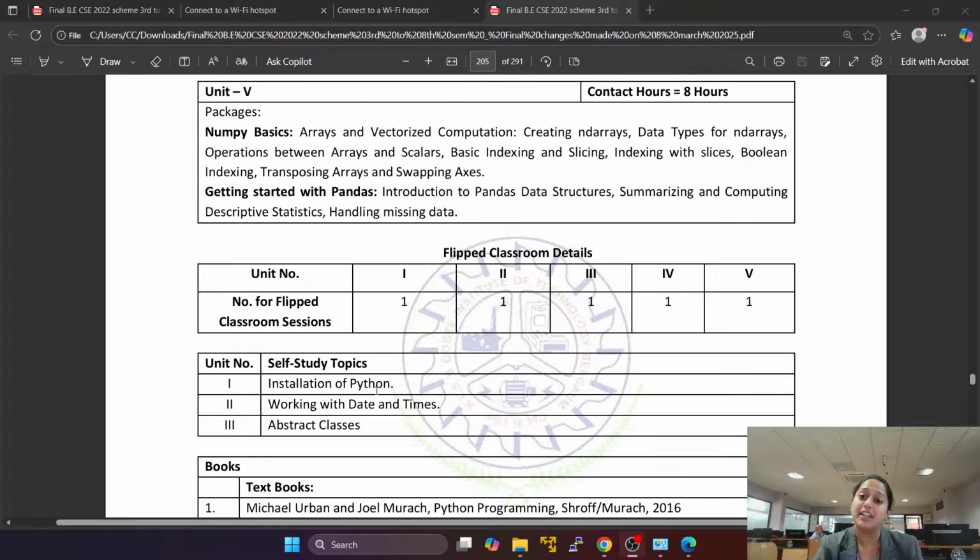And working with dates and times, how to extract the current date and current time, right? Again, for that there are different modules, and those modules have to be studied on your own. And also abstract classes. This was not introduced in the syllabus, so this is part of your self-study topics. As we don't have much time, this topic has been given as a self-study topic.